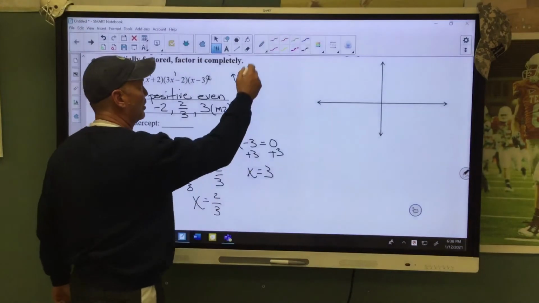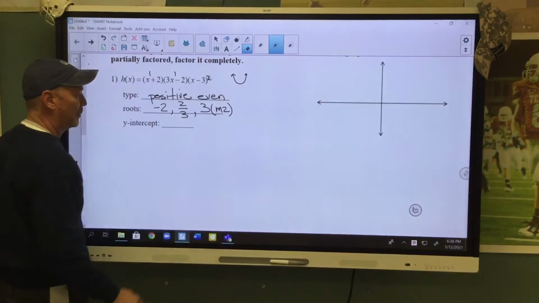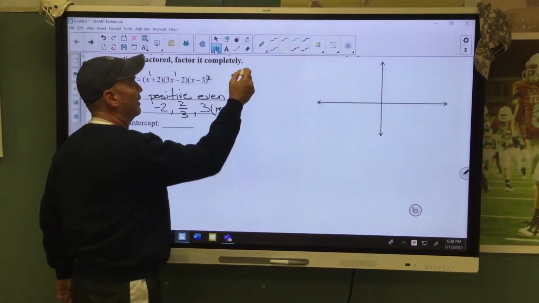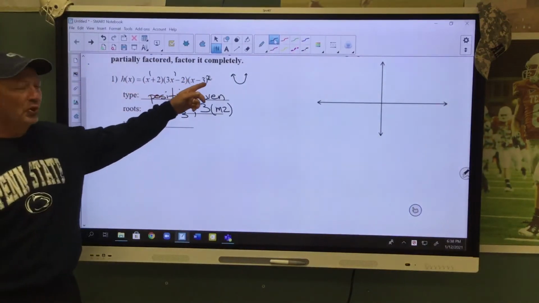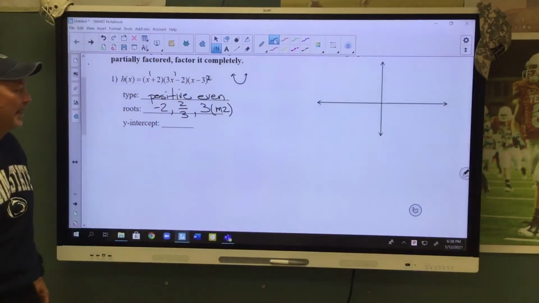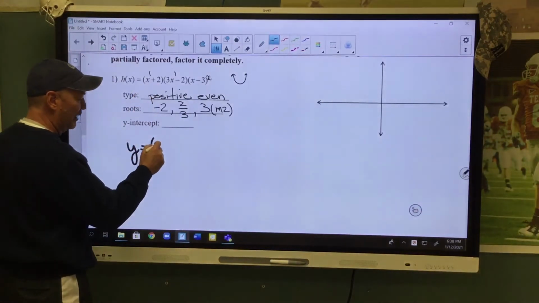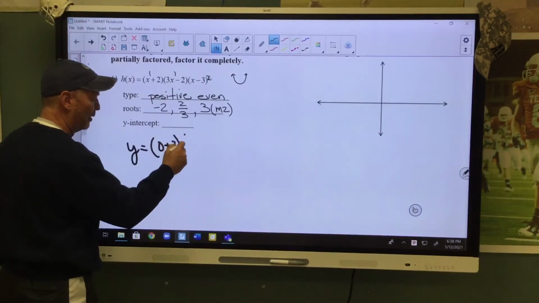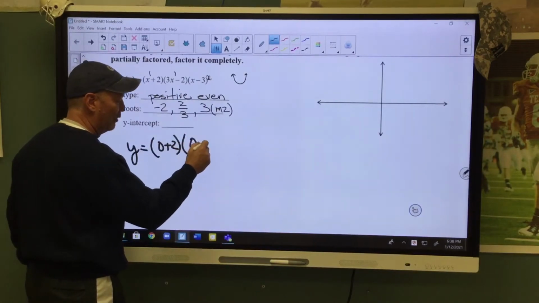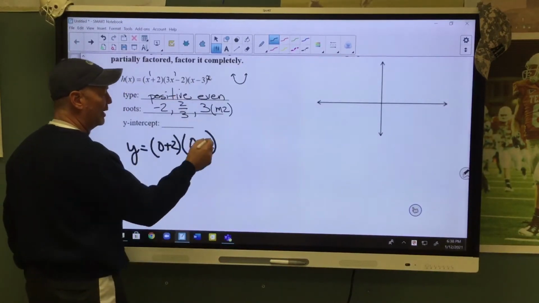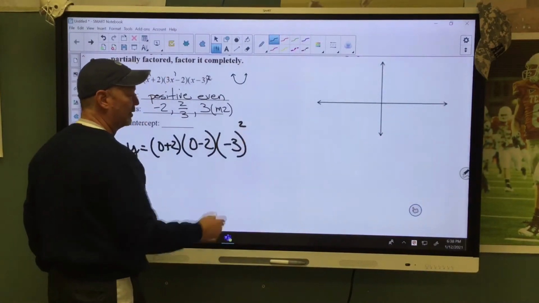Let me clear this out. Let me show you how to find the Y-intercept. Let's get my eraser here. Okay. Now, to find your Y-intercept, we're going to substitute a 0 where the x is. Okay? So we're going to say y equals, we're going to put 0 plus 2, 3 times 0. 3 times 0 is 0, so you're going to get 0 minus 2. And then you're going to get 0 minus 3 is a negative 3, but we're going to square it.